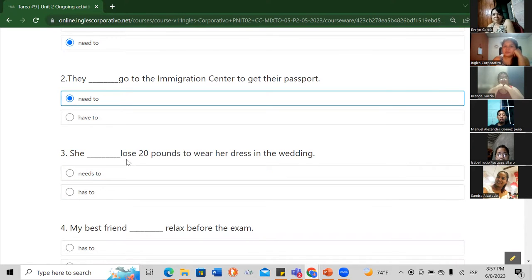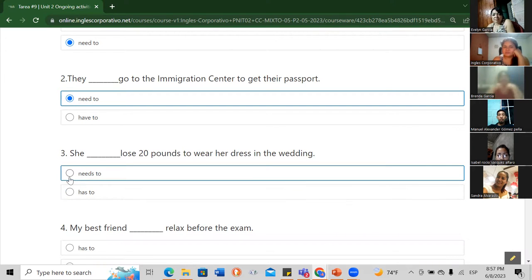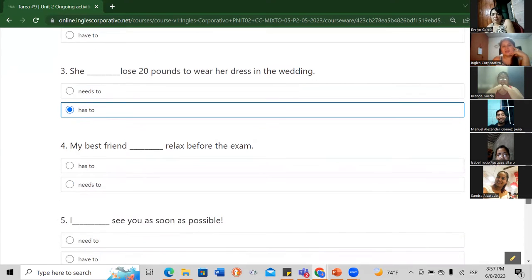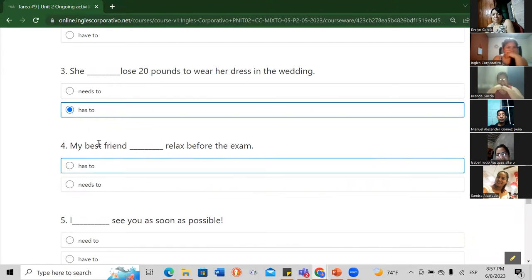She needs to lose 20 pounds or she has to? She needs, in this case it is an obligation, okay? Has to. No, necessity or has. Okay. It is like an obligation or necessity. Para que quiera perder 20 libras para usar mi vestido de novia. Es que no le queda. Tiene que bajar. No le va a quedar. It is an obligation.